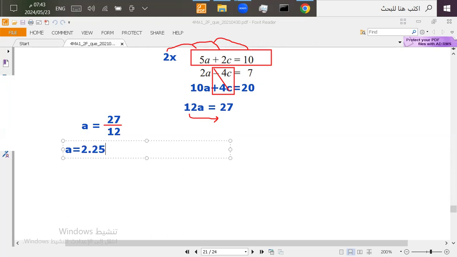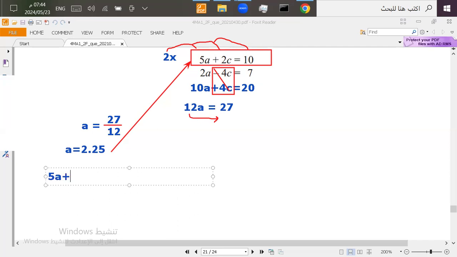Now, after finding the value of a, we're going to substitute it in one of the equations to find the value of c. We can use any of these equations. We can use the first one, second one, or third one. Same idea, and they will give the same answer. Now, let's use the first one. So we already know that a is 2.25. So let's write the equation first.